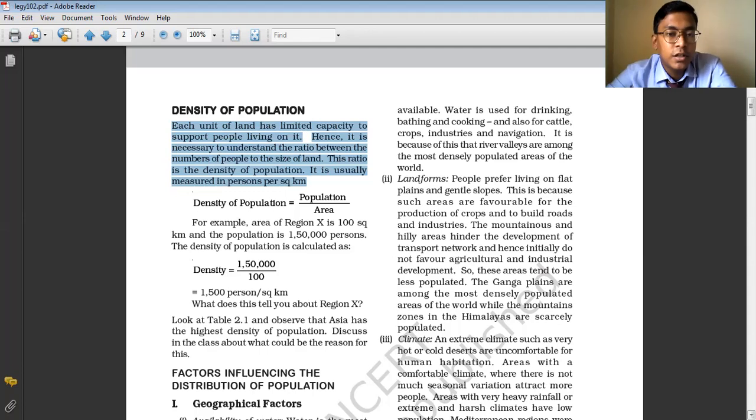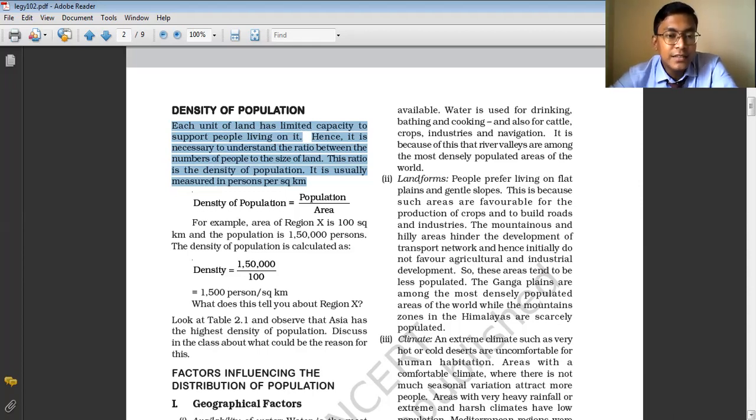We basically find out the density of population to find out the ratio between the number of people and the available land. So density of population is actually the ratio between the number of people and the total area of a particular place or a country.